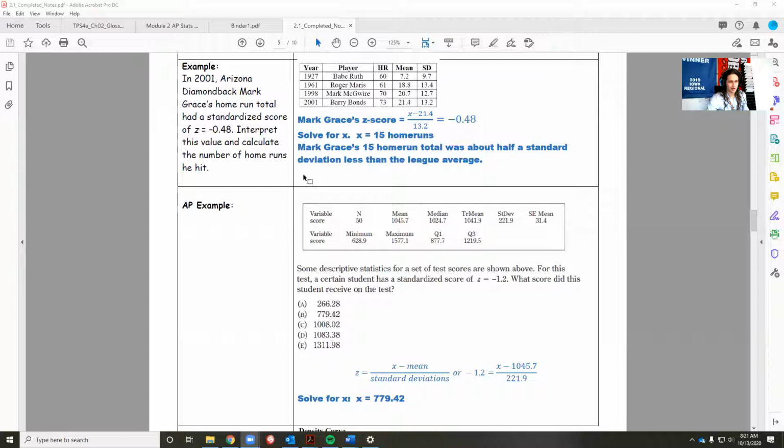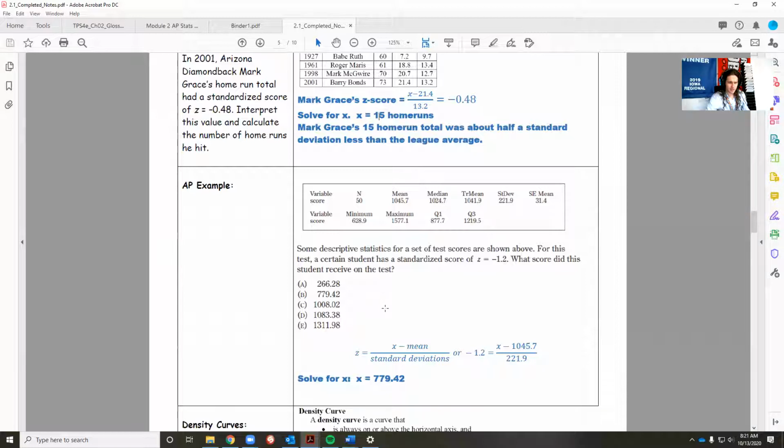You can find Mark Grace's z-score, and find his total. You got to go backwards. Calculate the number of home runs he hit going back and solving for X. You're going to get 15. 15 home run total is about half a standard deviation less than league average.